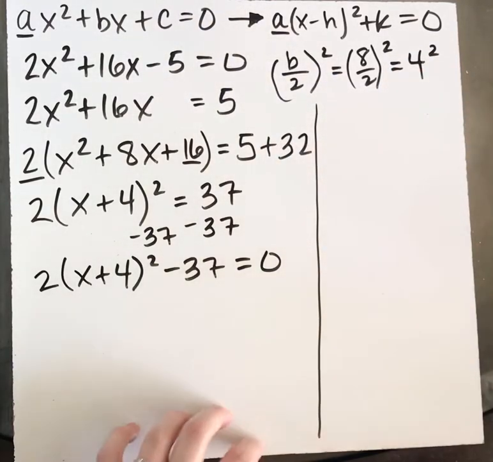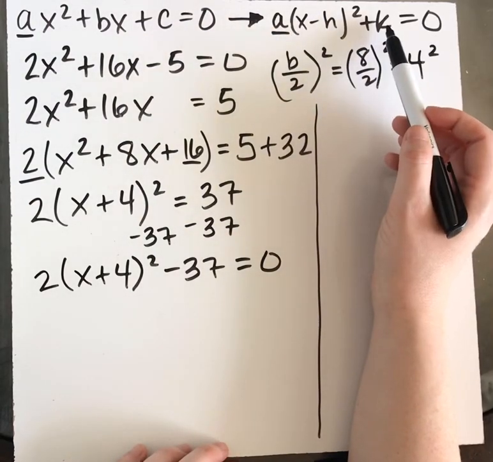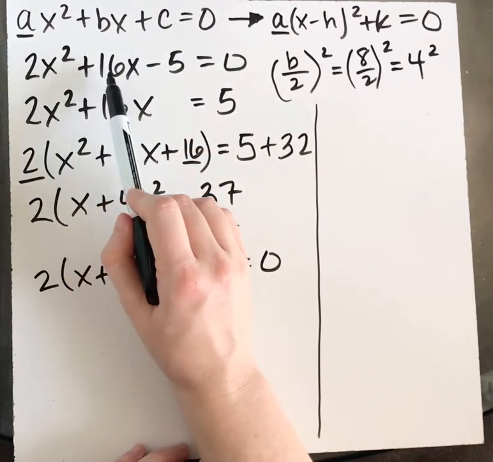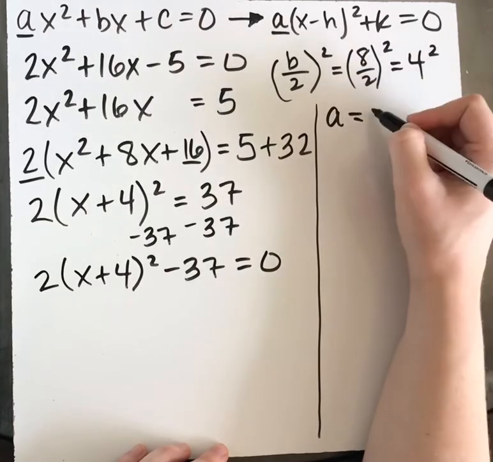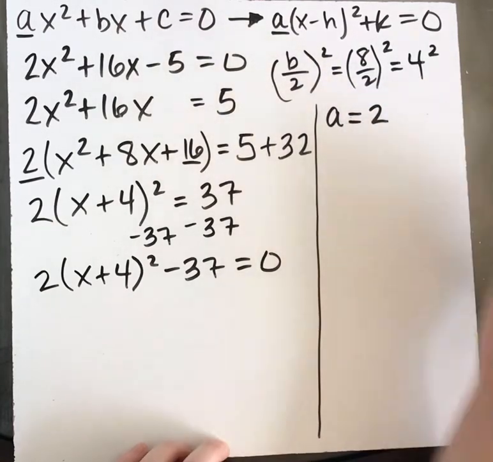The other way I'd like to show you is if we are looking for an a, an h, and a k. In our standard form, we can easily see our a, b, and c. The a will stay the same. So we already know in both forms our a is equal to 2.